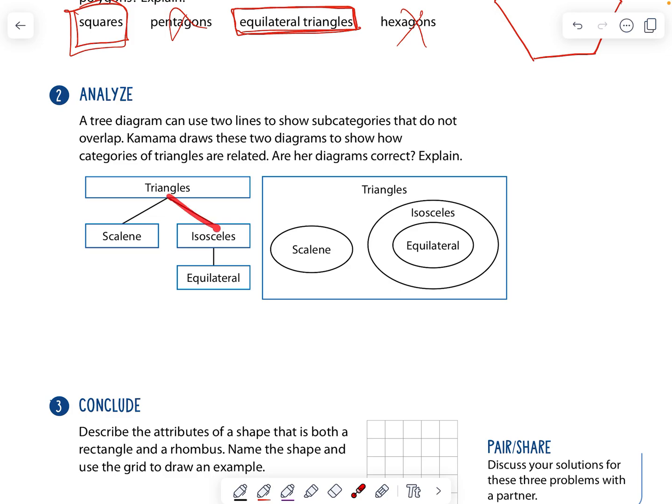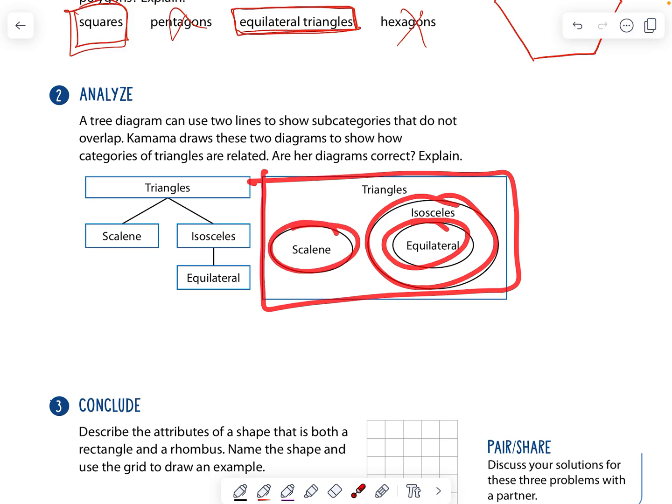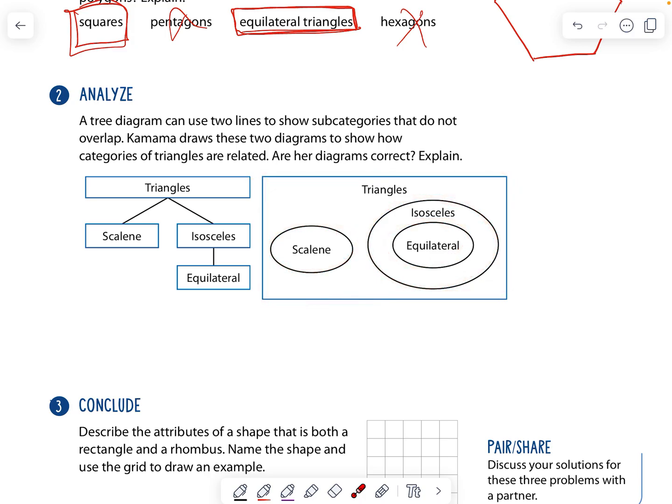Okay, isosceles. 2 of the sides are the same size, at least 2 of them. Equilateral is all 3 of them. So this would be correct. Okay, this whole big box is triangles, and then they've put the Venn diagrams in there. This is also correct. So the answer to this would be yes, her diagrams are correct.